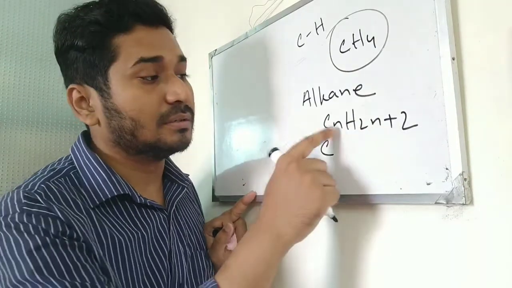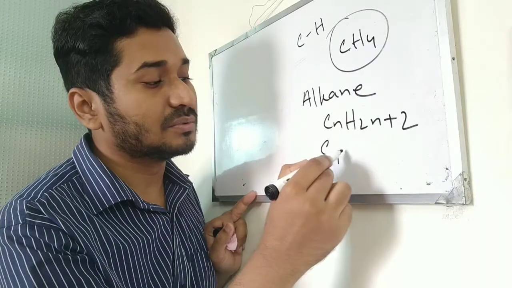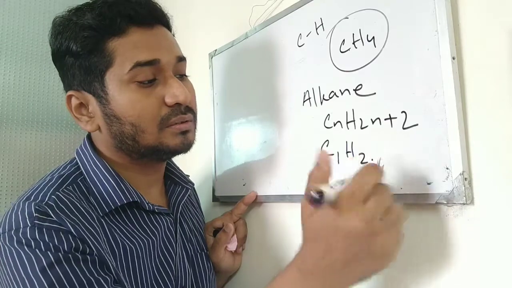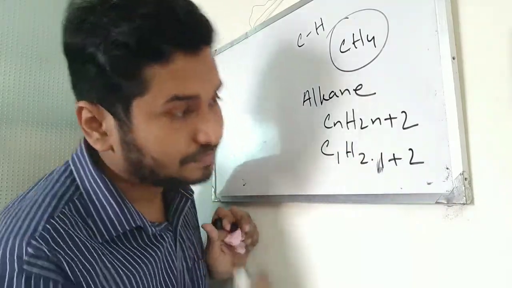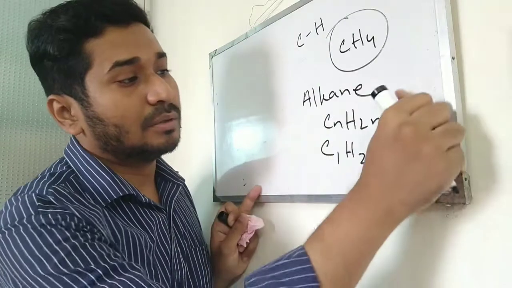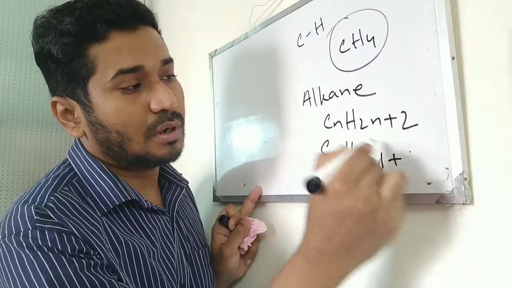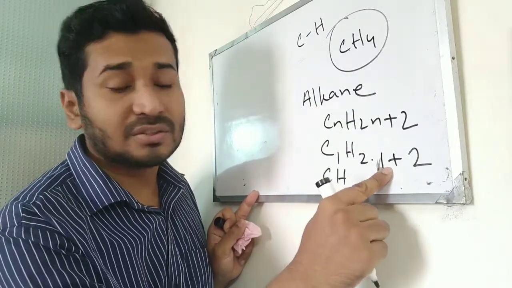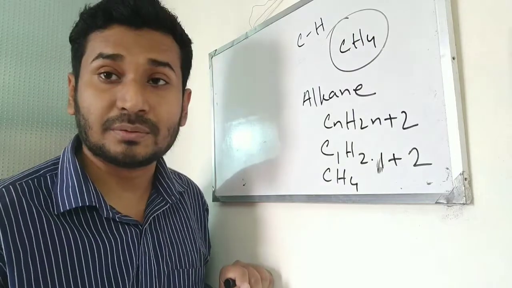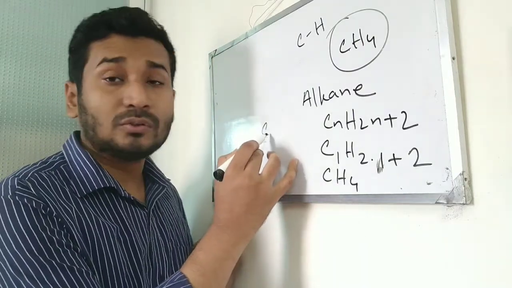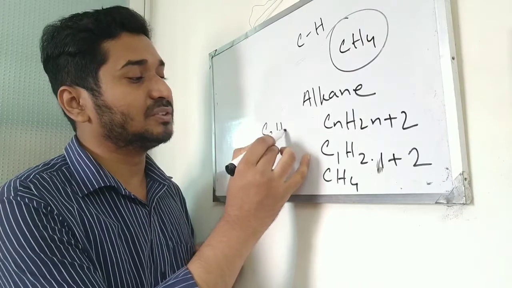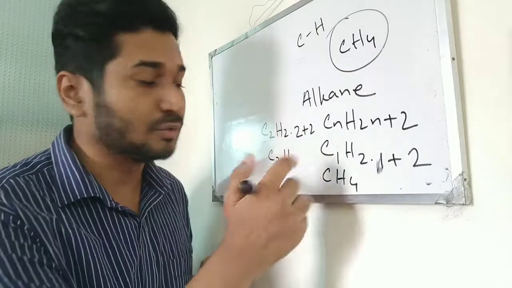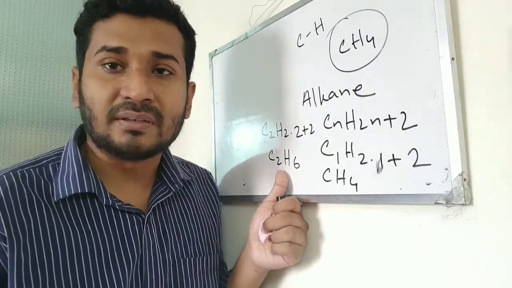You can take the value of n as 1, and then H is 2 into 1 plus 2. So it will be CH, and 2 plus 2, that means 4: CH4, which is called methane. If you take the value of n as 2, it will be C2H, 2 into 2 plus 2, that is C2H, 4 plus 2, that means 6: C2H6. So this is ethane.